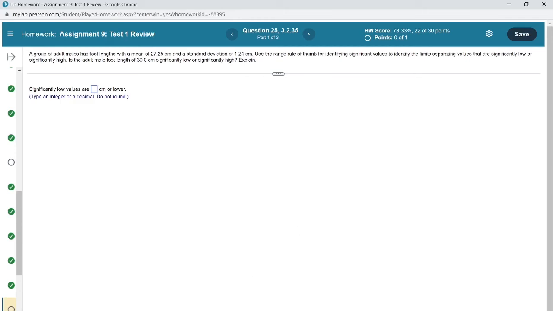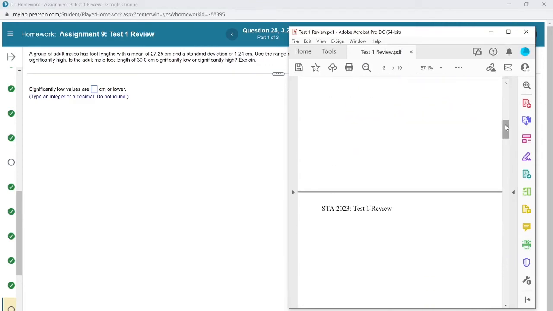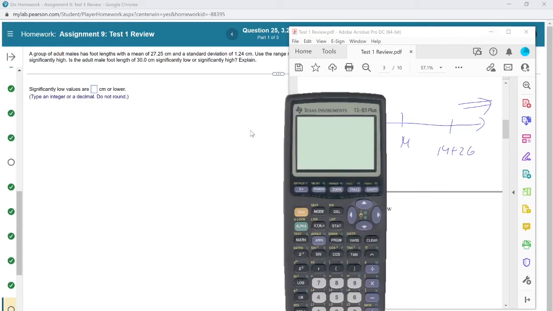So remember, any data value lower than 2 standard deviations below the mean is significantly low. So here is the mean. Anything lower than the mean minus 2 standard deviations is significantly low, and anything more than the mean plus 2 standard deviations is significantly high. To find the significantly low values, we need to find the mean minus 2 times the standard deviation. So I'm going to use a calculator here.